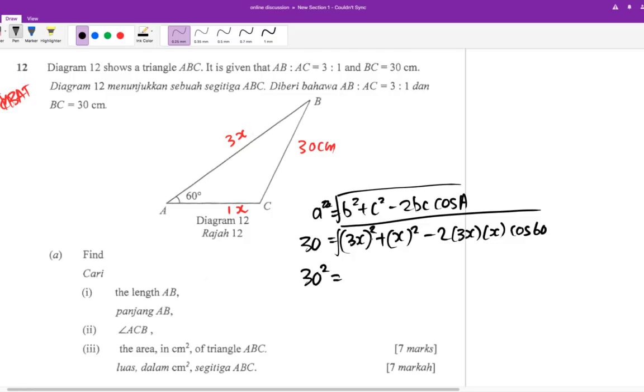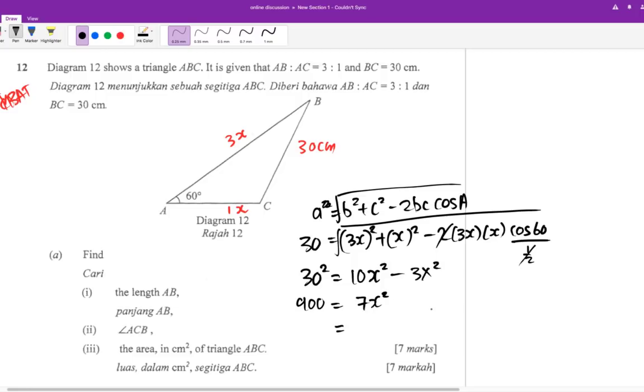So this one is 9x squared plus x squared. I have 10x squared over here. And then cos 60 is basically 1 over 2. So 1 over 2 and 2, I will simplify. So I will minus 3x squared. If I minus 3x squared, you will get 7x squared equals 900. Then I can get my x over here.